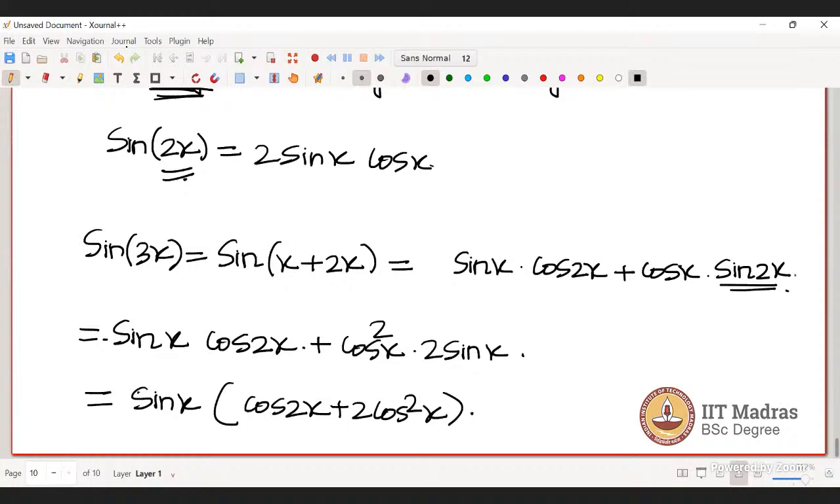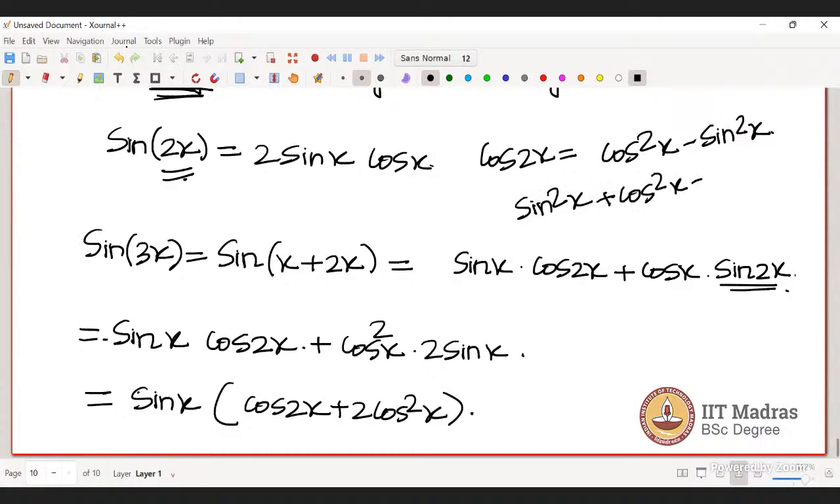Yeah, so basically what you have to use now, two things. Cos 2x is basically cos square x minus sine square x, and the second thing you have to use is that sine square x plus cos square x equals 1. Yes. So then you can get the thing.